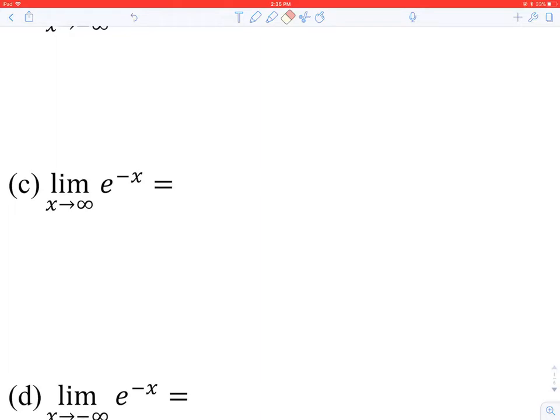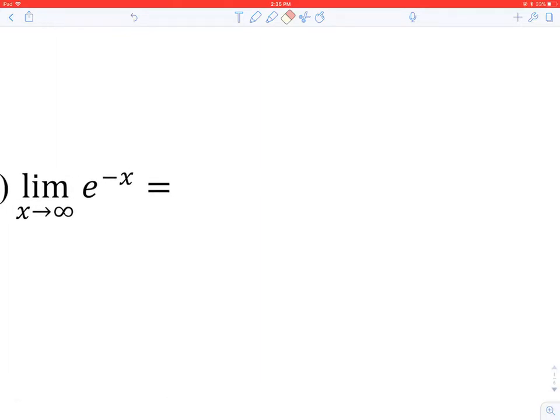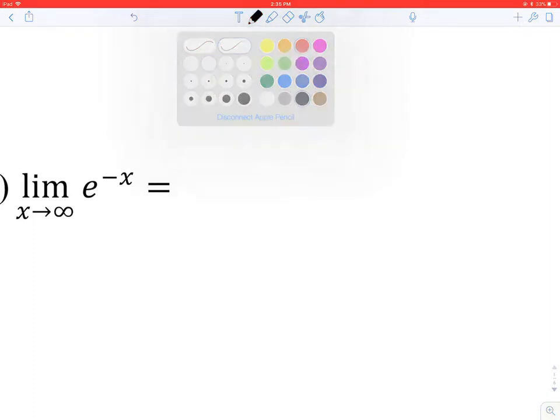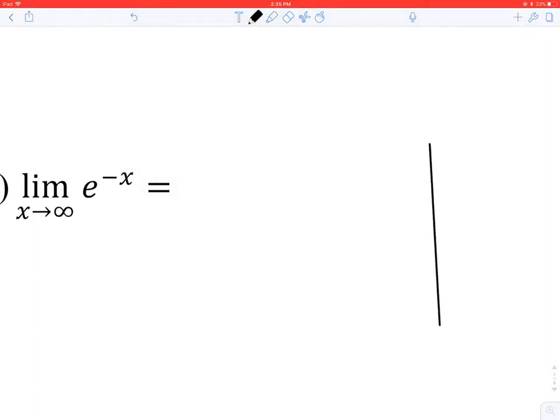Okay, so for the limit of, as x approaches infinity, of e to the negative x, let's first remind ourselves what the graph of y equals e to the x looks like. And if you don't remember, that's okay. We can create a table of values to help us.